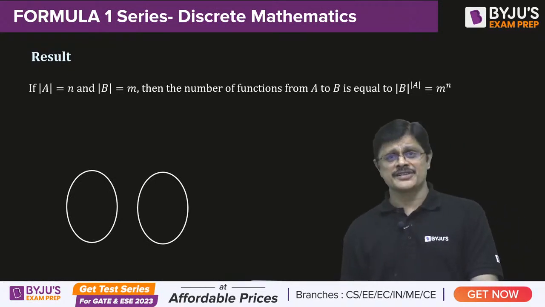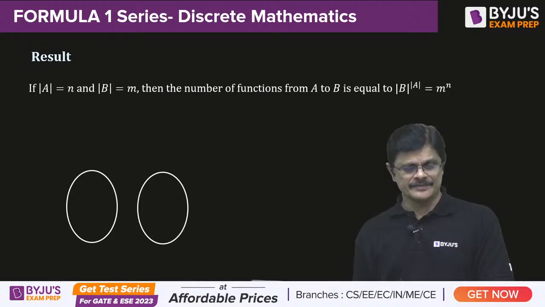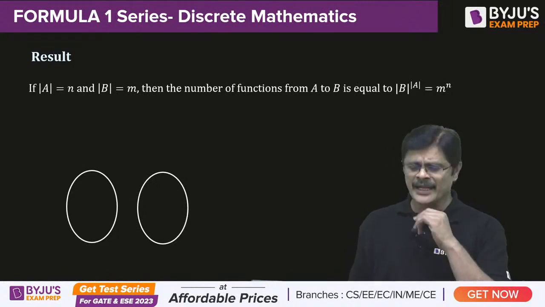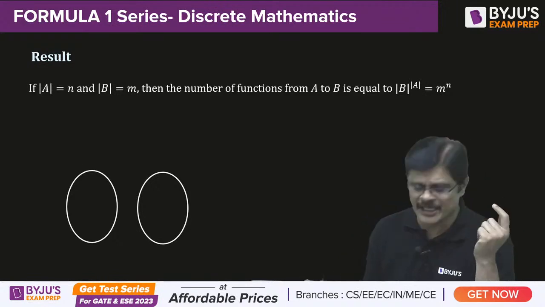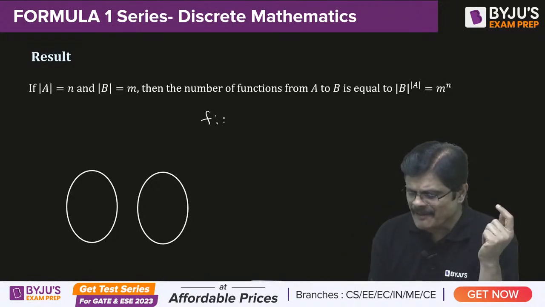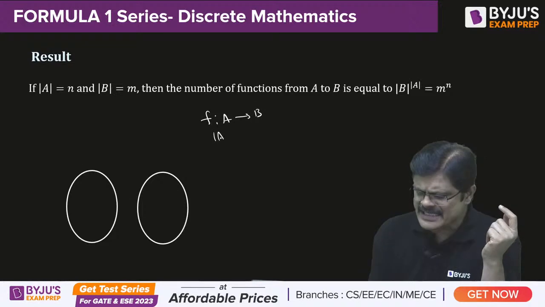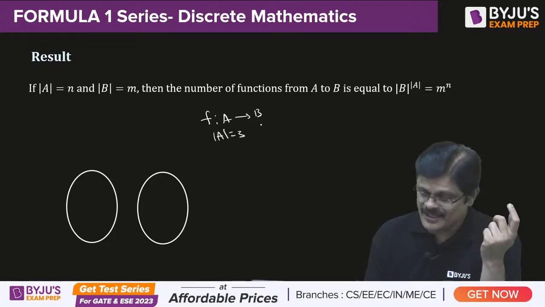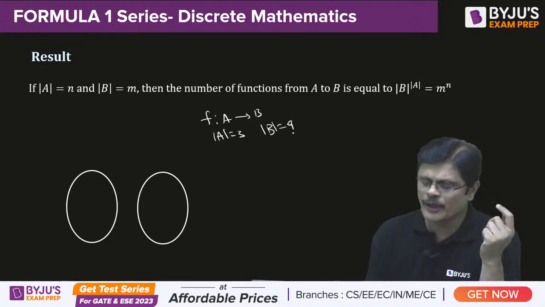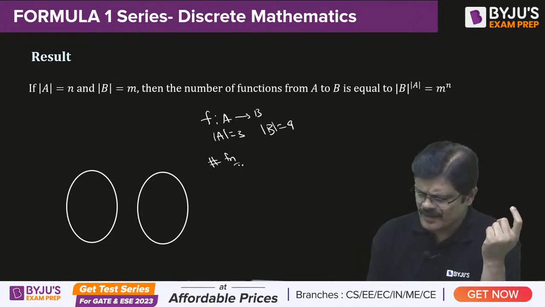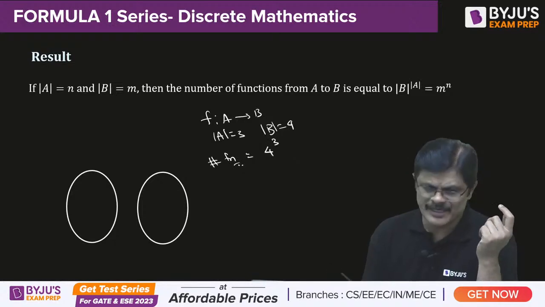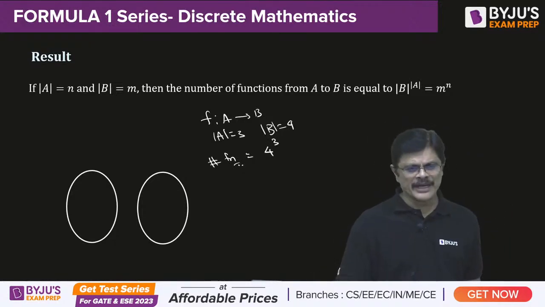Then counting functions. Am I clear? Suppose A contains n elements and B contains m elements. Then the number of functions from A to B is given by number of elements in B power number of elements in A. Suppose you are having a mapping from set A to set B. A is having 3 elements and B is having 4 elements. Then the number of functions is given by number of elements in B power number of elements in A. That is 4 cube, my dear friends.